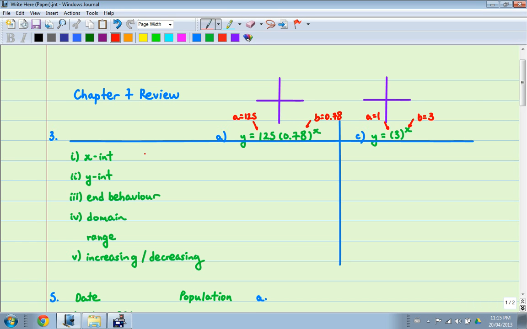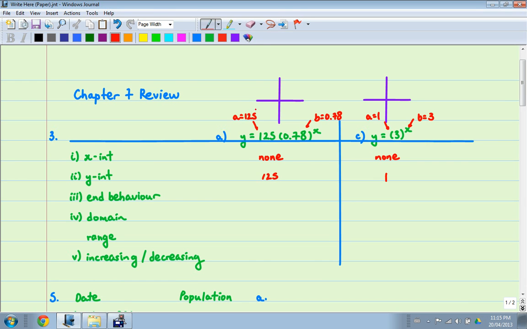So in regards to the number of x-intercepts, neither of these will actually have any x-intercept because they are exponential functions. So none and none. The y-intercept depends, of course, on the a value, so 125 for question A and 1 for question C.